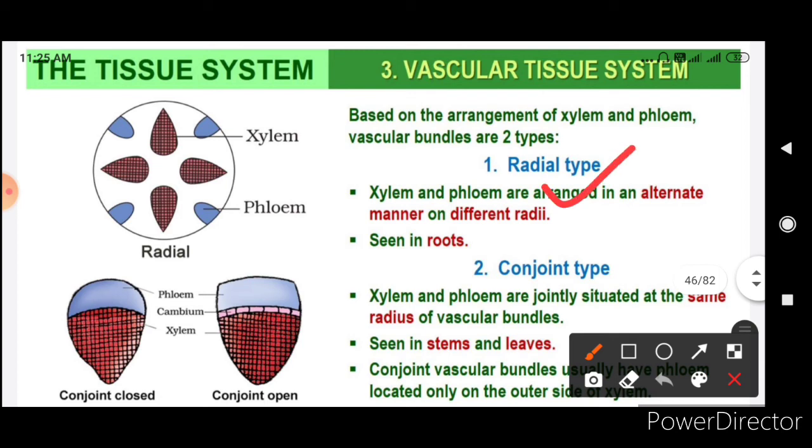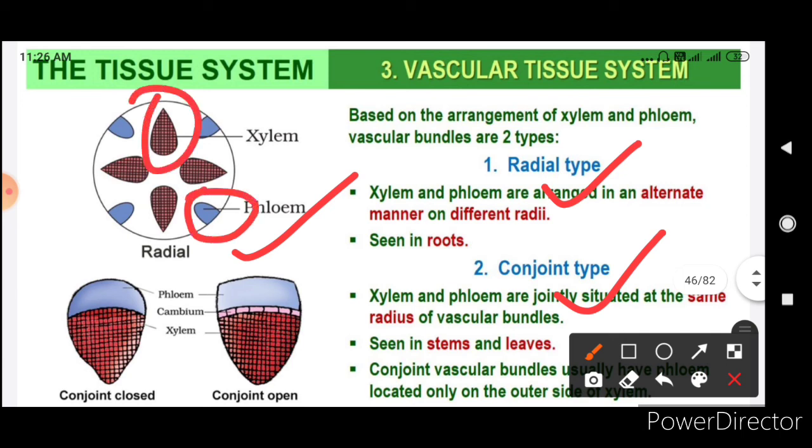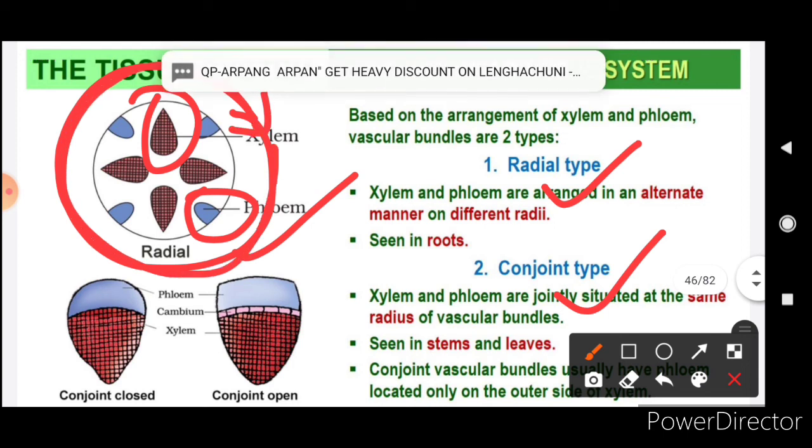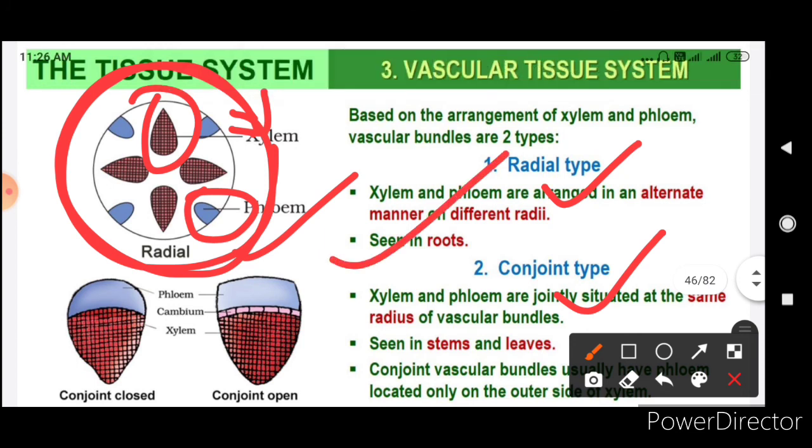Now, based on the arrangement of the xylem and phloem, vascular bundles are of two types: the first is the radial type and the second is the conjoint type. In the radial type, the xylem and phloem are arranged in an alternate manner on different radii. You can see in the diagram that this is the xylem and this is the phloem, arranged on the radius of the tissue system in an alternating manner. This type of arrangement is seen in roots.